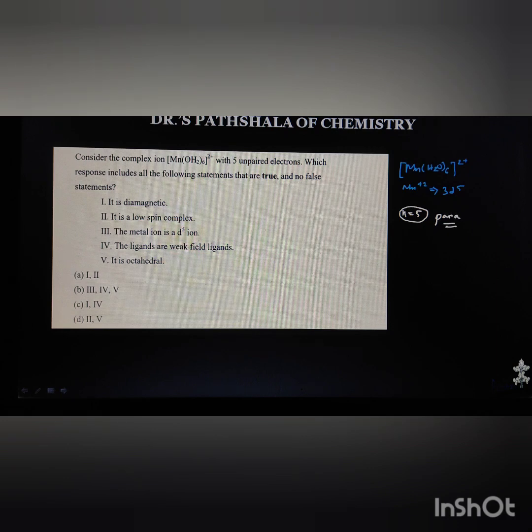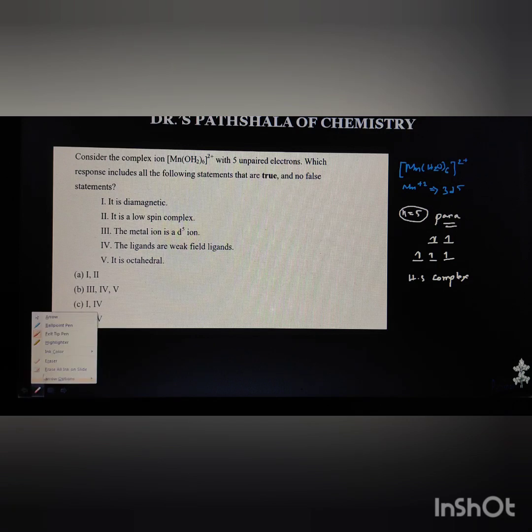So it is diamagnetic: the first statement is wrong. It is a low spin complex? No, it is not a low spin complex. It is a high spin complex because the filling of electrons takes place like this: 1, 2, 3, 4, 5. So it is a high spin complex. The metal ion is a d5 ion. Yes, it is correct, the metal ion is d5 configuration. The ligands are weak field ligands. Yes, water behaves as a weak field ligand, and it is octahedral. Yes, it is the correct answer.